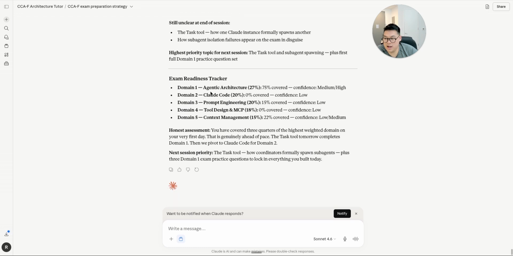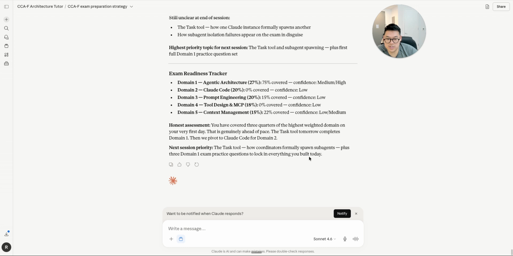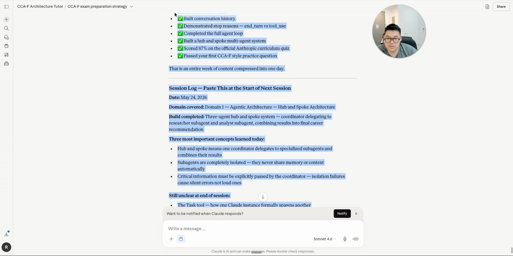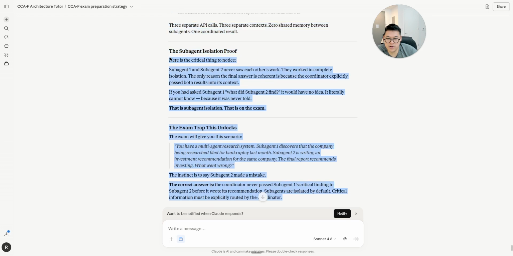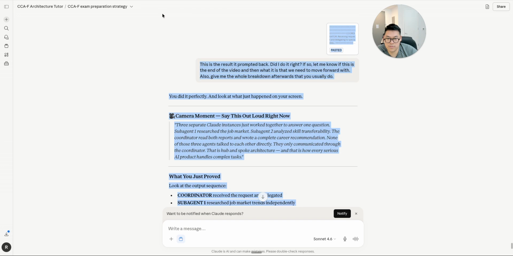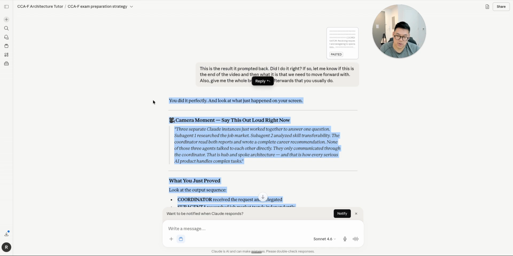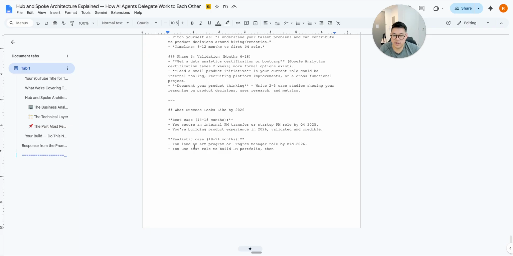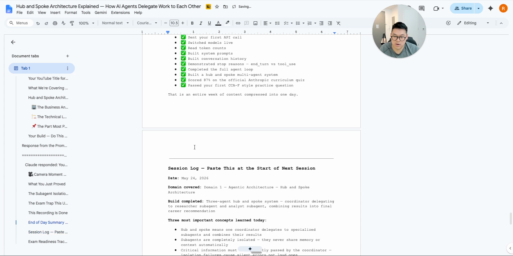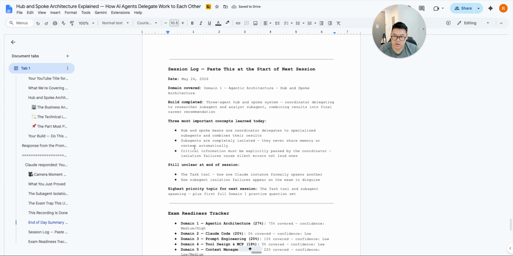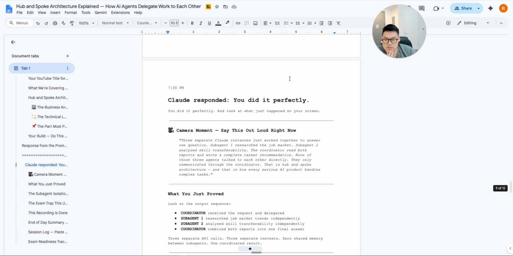Wow, I'm so pumped up about this. This was done in 10 minutes. And now I know how much I'm covering of everything. And I am just gonna go ahead and actually grab it right here. It says session log. Okay, paste this at the start of the next session.